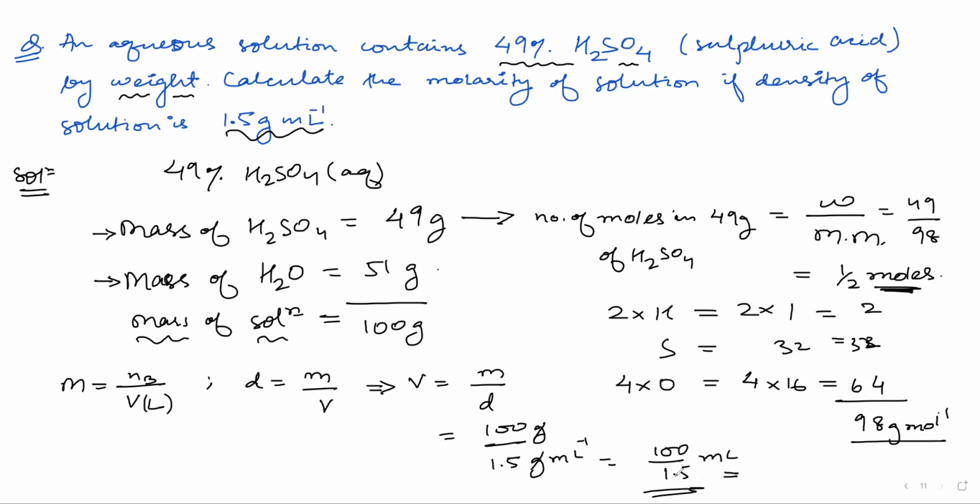Can somebody please tell me 100 by 1.5? What will be the answer here? If we divide 100 by 1.5, it will be something like 66.6. 66 point.